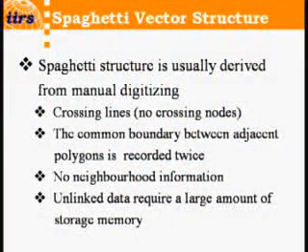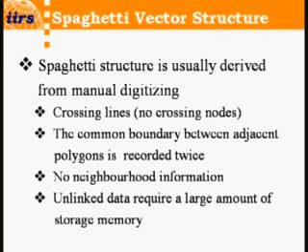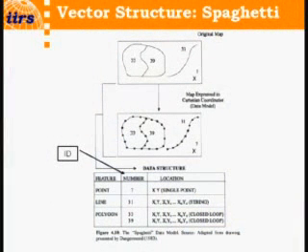So the spaghetti model is usually derived from manual digitizing. Crossing lines means no crossing node. Now if there are two lines which cross each other, as per the topological structure, it should have a node between, but in this there are no crossing nodes. So that is one of the limitations. Then the common boundary between adjacent polygons is recorded twice. Like the earlier example, this particular boundary will be stored once here and a second time here. So this is not being shared properly.